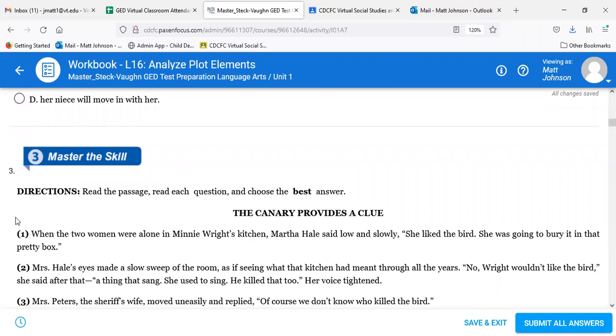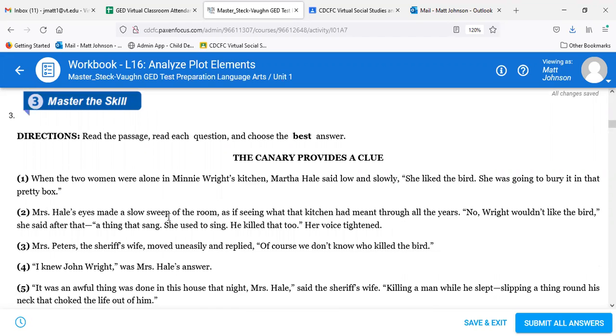Christiana, read for us. Number two. Okay. Mrs. Hale's eyes made a slow sweep of the room, as if seeing what that kitchen had meant through all the years. No, right?